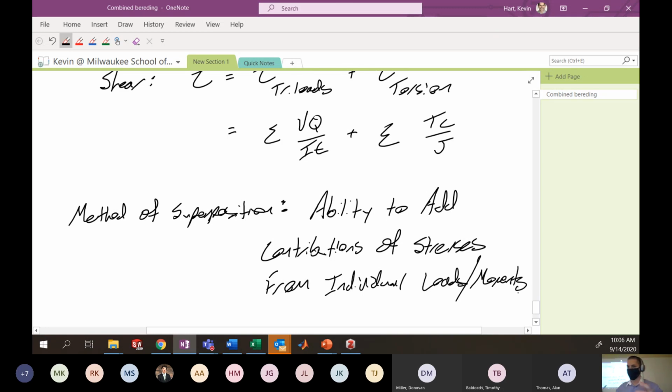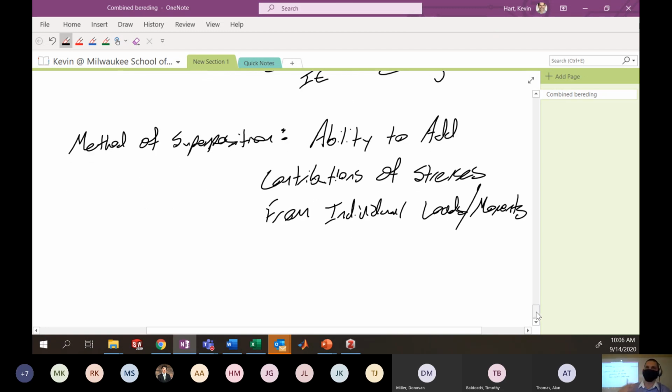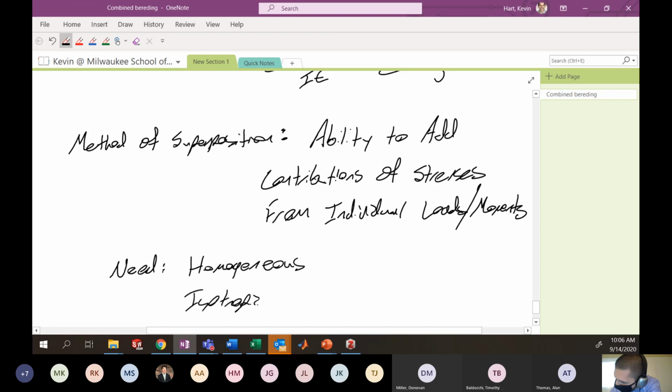Or torques if you have torques, but a torque is technically a moment, so hopefully we're okay with that. All right, and there are some assumptions that underlie the method of superposition, when we can or cannot add these individual contributions together. For this to work, we have to have homogeneous, isotropic, and linear elastic.